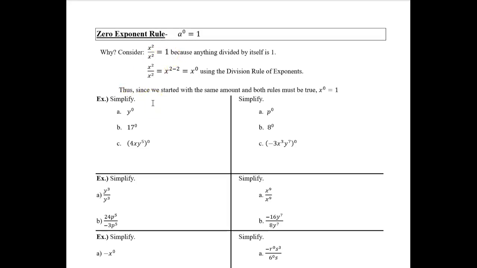So let's go ahead and use that rule. Y to the 0 power. Guess what? Anything to the 0 power is 1. 17 to the 0 power. Anything to the 0 power is 1. The quantity 4 times x times y to the 5th to the 0 power. All of that is in parentheses. It equals 1. Again, anything to the 0 power equals 1.